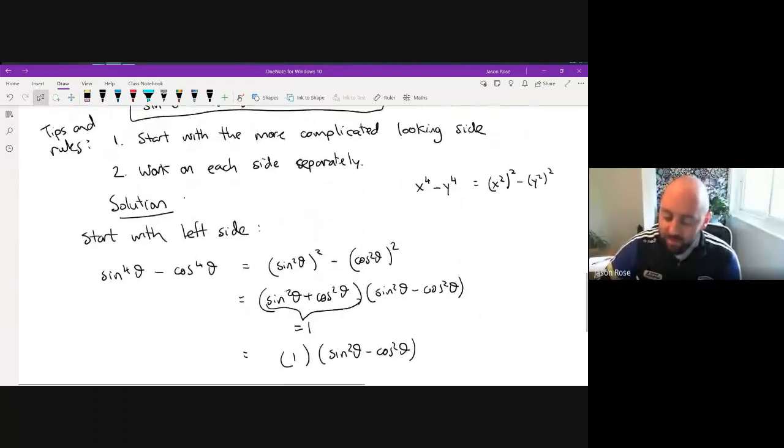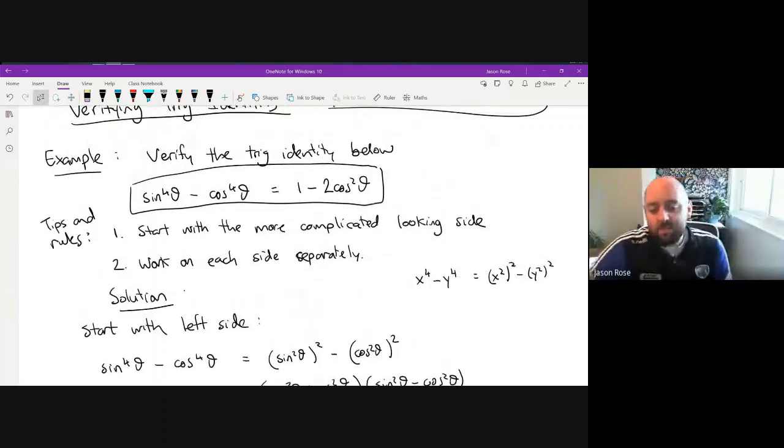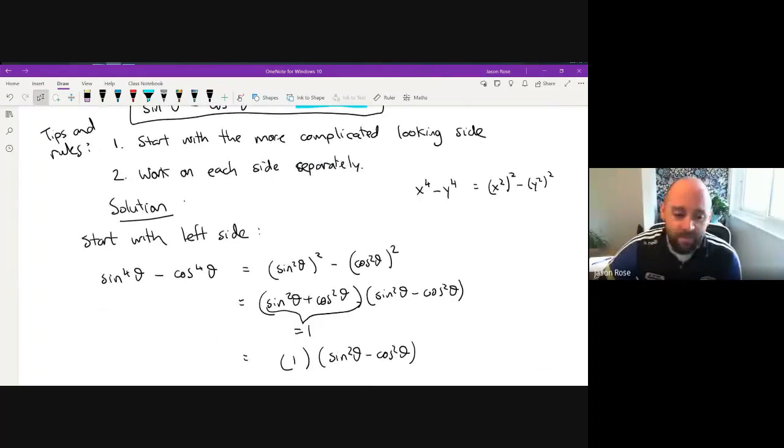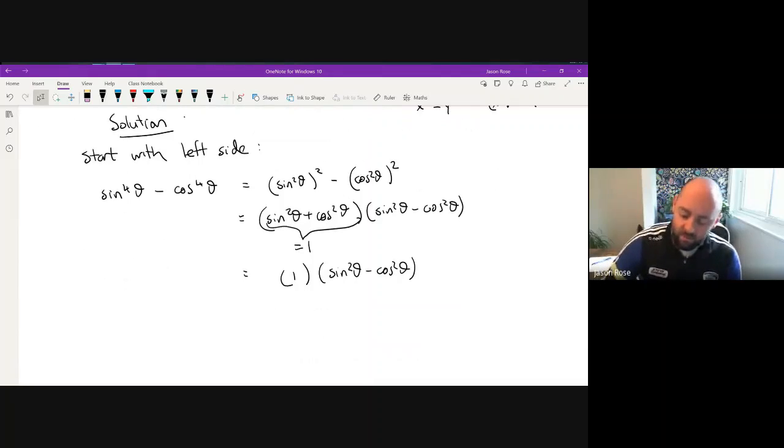Now, it's often at this point that I like to go up and say, okay, I'm not just simplifying aimlessly. I'm looking to make cancellations and use identities. I'm actually trying to get it to something specific. And in this case, I'm looking for this right side here, 1 minus 2 cosine squared theta. So now I'm going to go back and say, okay, I definitely did something helpful there. My instinct was to use the difference of squares and see what I could do. But now I'm down to sine squared theta minus cosine squared theta.